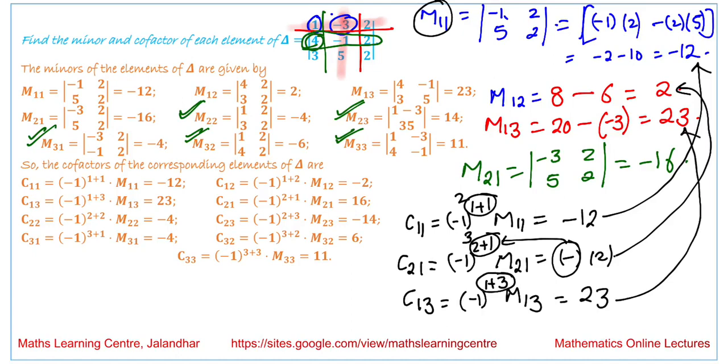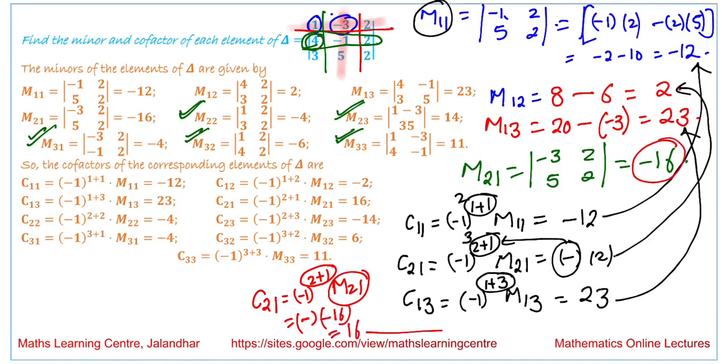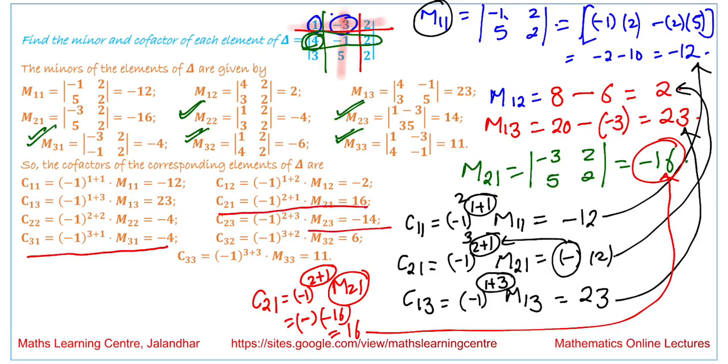Next, when we are calculating C21, it is minus 1 raised to the power 2 plus 1 into M21, this power is odd, so there is a minus sign there, and M21 is minus 16, so the answer we obtain is 16. So these are the other values shown over here corresponding to these minors. We will assign the sign to these minors and we will obtain the values of the cofactors.